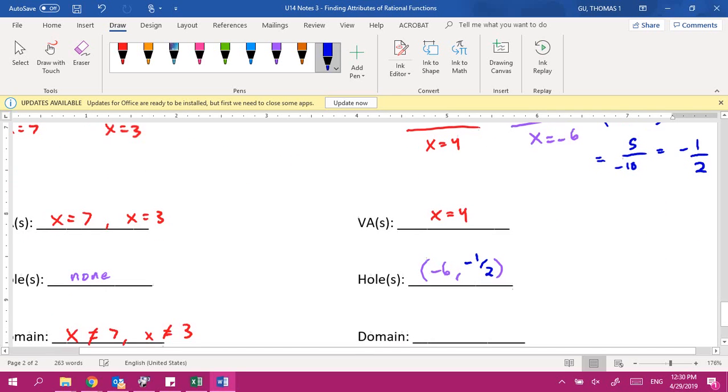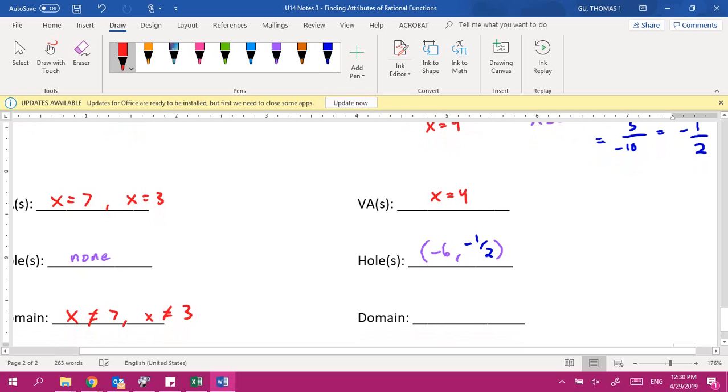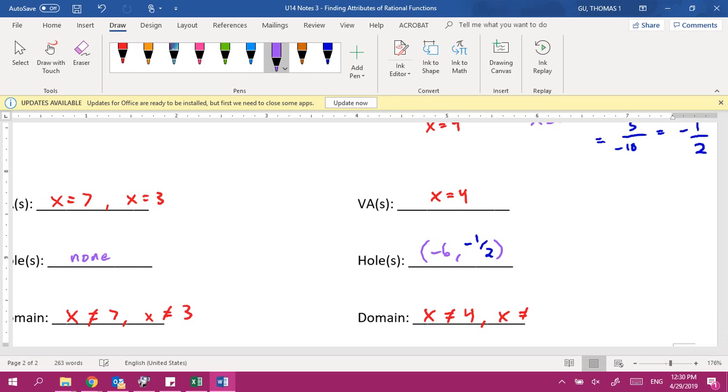And so with all this information, what is the domain? That is correct. x is not equal to 4 and x is not equal to negative 6. So the point of all this is that you'll be able to find your own information, and then you need to be able to graph after you find your own information.